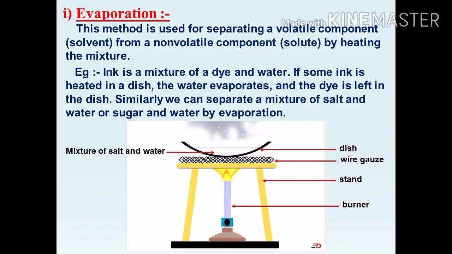Evaporation. This method is used for separating a volatile component, the solvent, from a non-volatile component, the solute, by heating the mixture, which means this method is used for separating the solvent from a solute. What is solvent? I told you the universal solvent is water. Solute means the substance which is dissolved in a solvent.